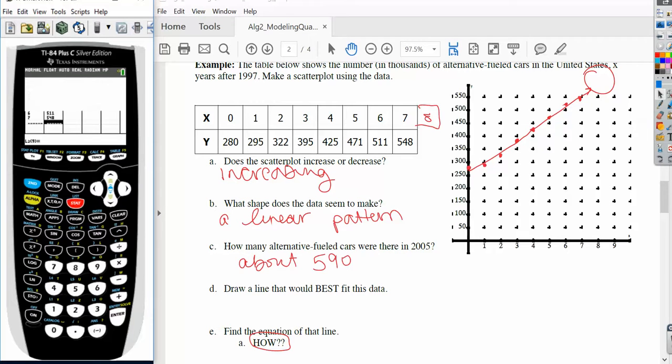I'm now going to press stat. I'm going to go over to calc, and I'm going to go down to number 4 where it says LinReg, because that's linear regression. I can scroll down to 4 and hit enter, or I could just press the number 4. So now it says X list is L1, yes. Y list is L2, yes. My frequency list is going to be blank.